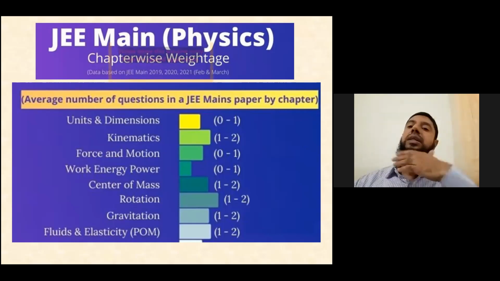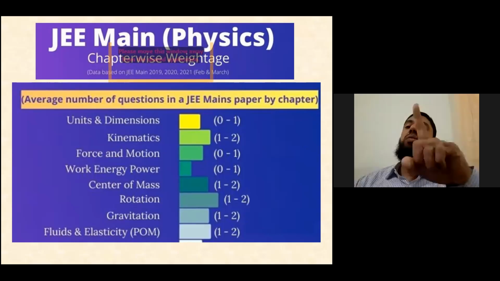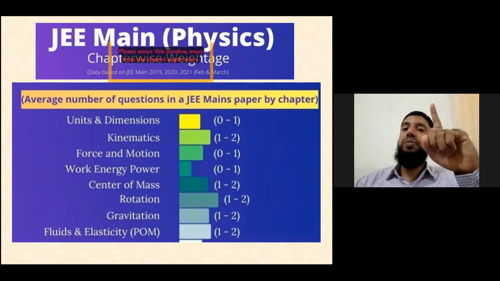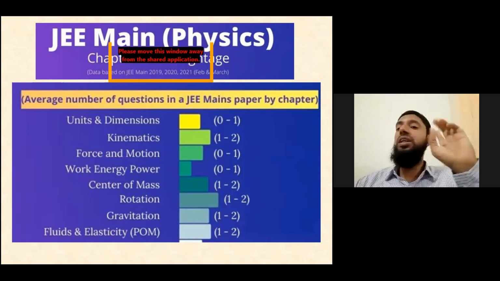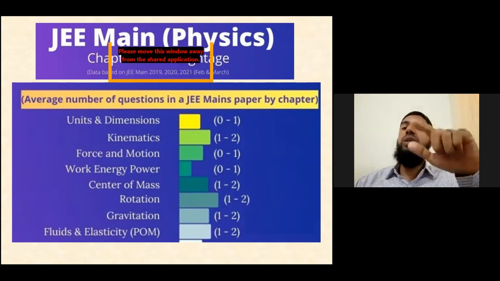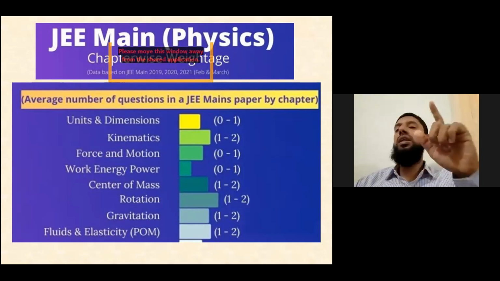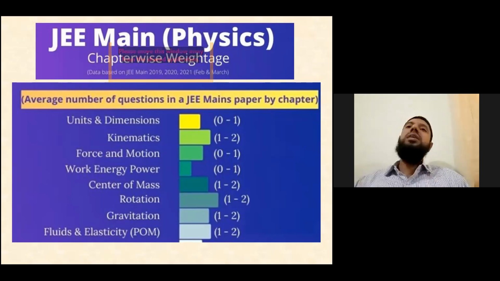Also in the JEE exam we have to give importance to practical concepts. I have not incorporated the practical concepts here. In NEET, JEE practical concepts don't come, but in JEE they do: screw gauge, vernier calipers, spherometer, some experimental concepts will be there. We have to incorporate those here; I have not added them. Then in units and dimensions, obviously one question is seen.